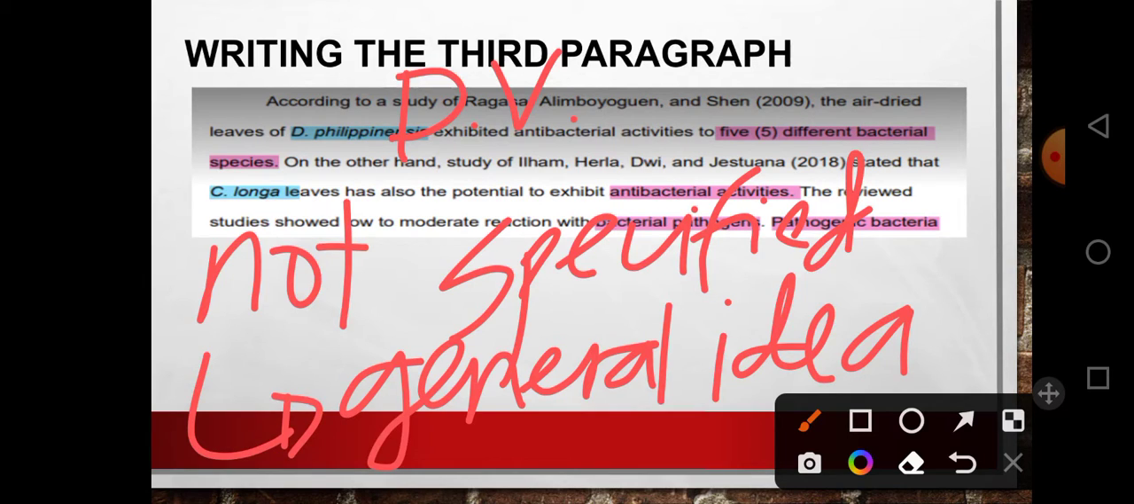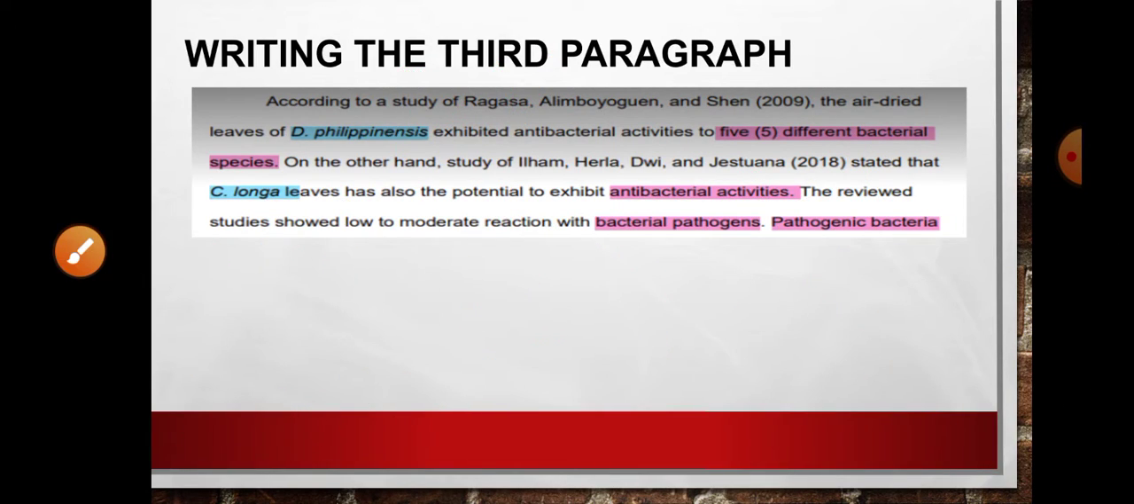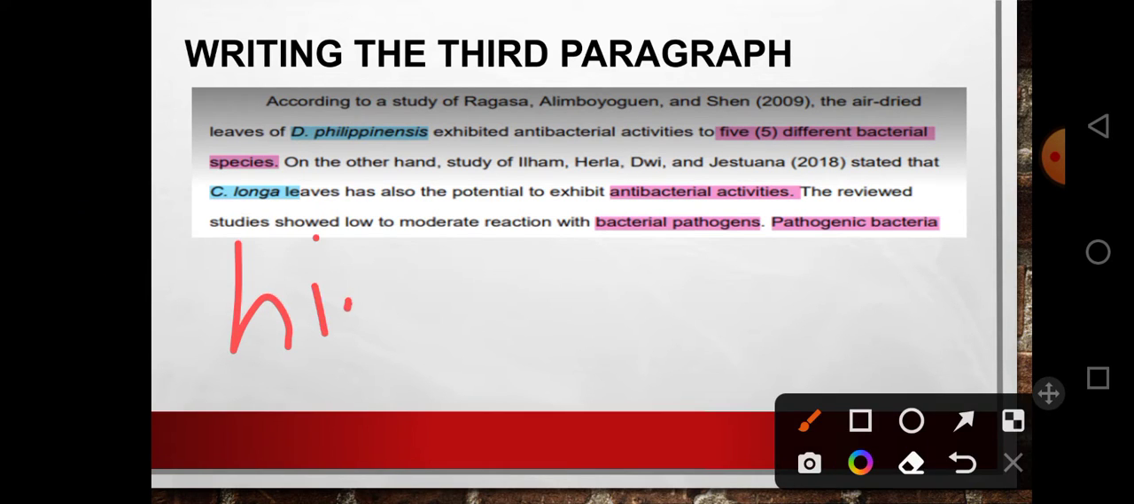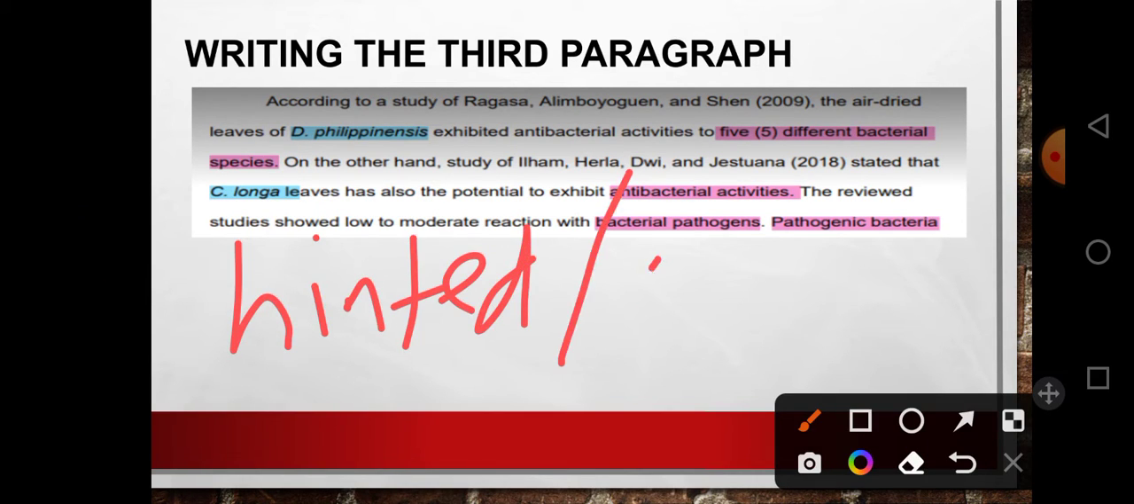Okay? The umbrella terms just hinted, or gave clues, regarding the dependent variable, but did not explicitly discuss what the dependent variables are in our study.